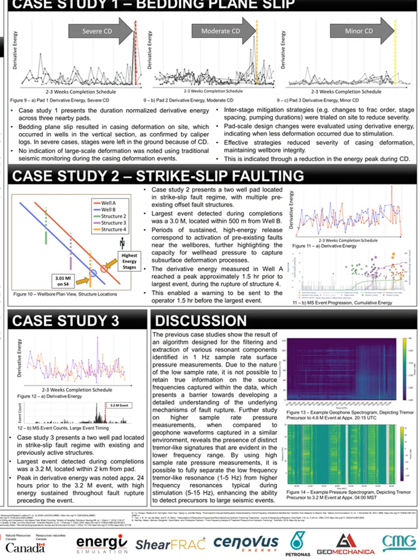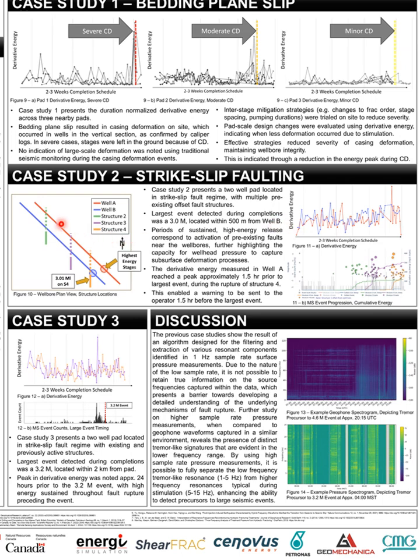The second case study presents a two-well pad located in a strike-slip fault regime with multiple pre-existing offset fault structures. These pre-existing structures were noted in 3D seismic surveys that were completed prior to the completion of these two wells.